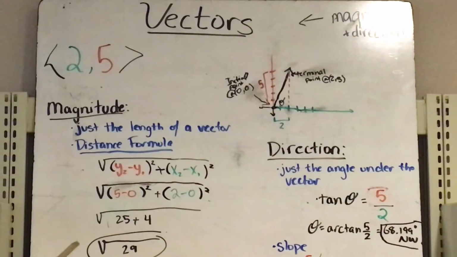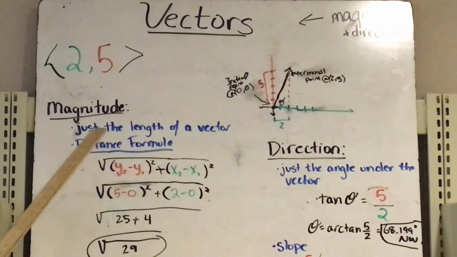So let's talk about the magnitude and direction part of the vector. How we find the magnitude of a vector is basically just the length of the vector. So how do you find the length of a line? We use the distance formula. The distance formula is the square root of (y2 minus y1) squared plus (x2 minus x1) squared.